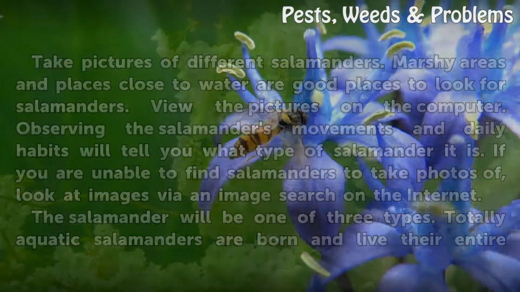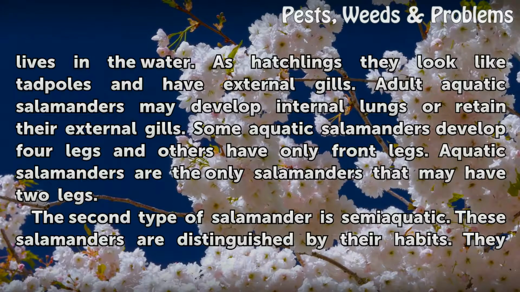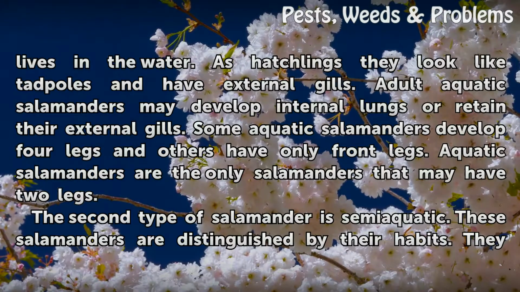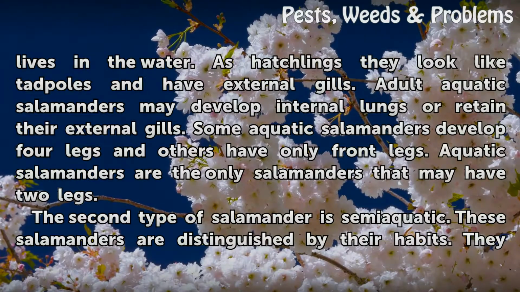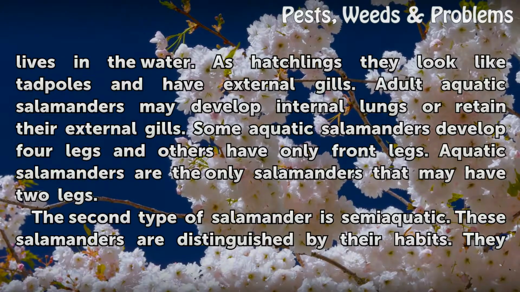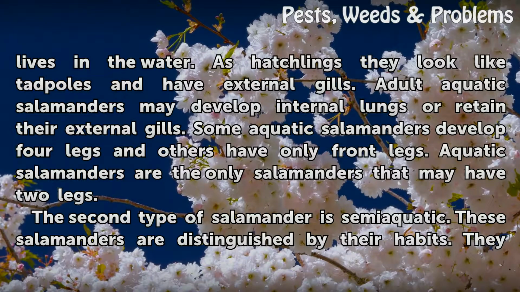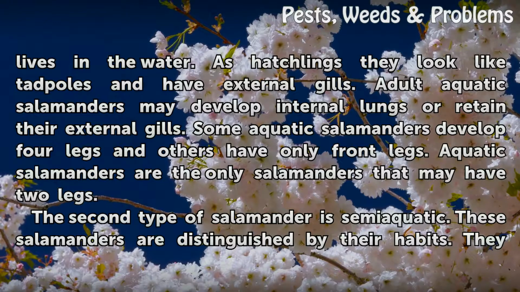Totally aquatic salamanders are born and live their entire lives in the water. As hatchlings they look like tadpoles and have external gills. Adult aquatic salamanders may develop internal lungs or retain their external gills. Some aquatic salamanders develop four legs and others have only front legs. Aquatic salamanders are the only salamanders that may have two legs.